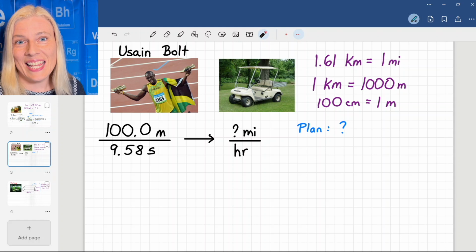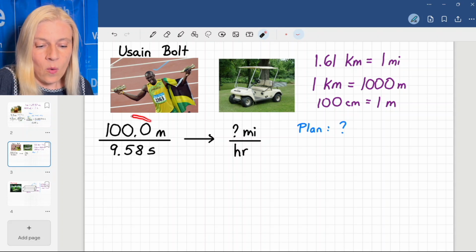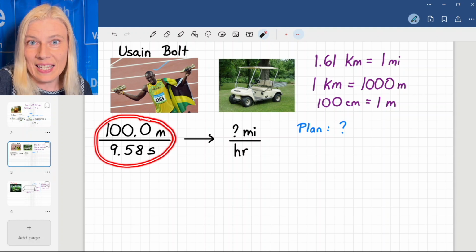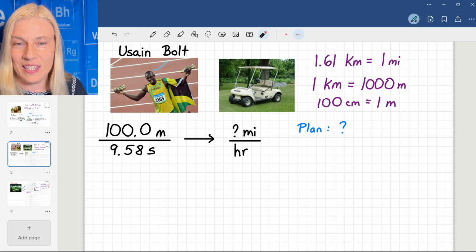Let's pretend Usain Bolt is looking for a new coach and I volunteered. The thing is, I cannot run as fast as he does. So my plan is I will be riding a golf cart next to him. But the golf cart is made in USA and the speedometer is in miles per hour. So my question is, when Usain Bolt is running 100 meters in 9.58 seconds, and I'm riding my golf cart next to him, how many miles per hour will my speedometer tell me that I'm driving? How fast will I be driving?